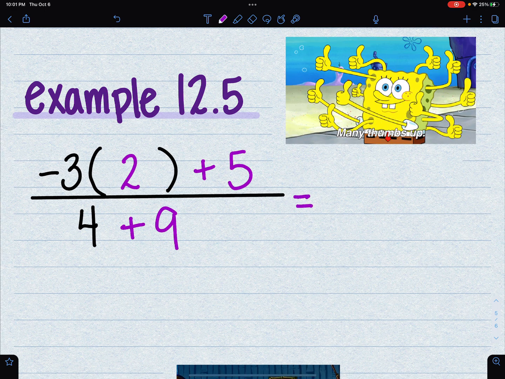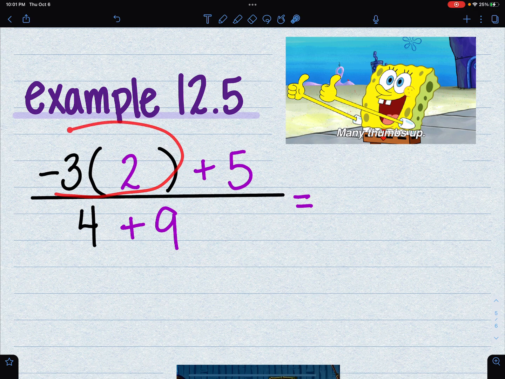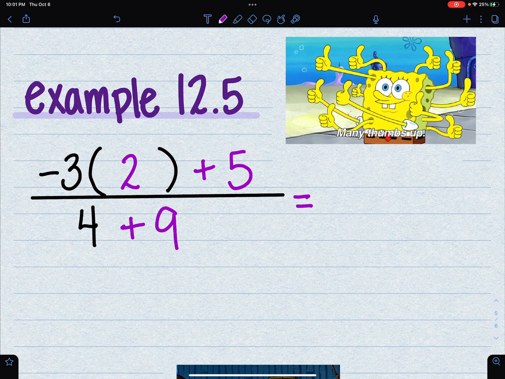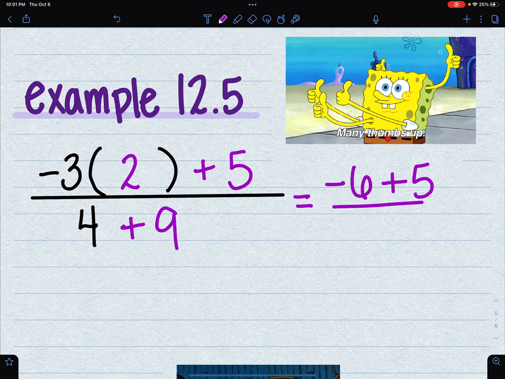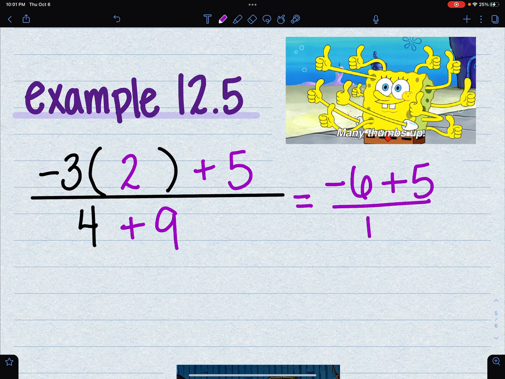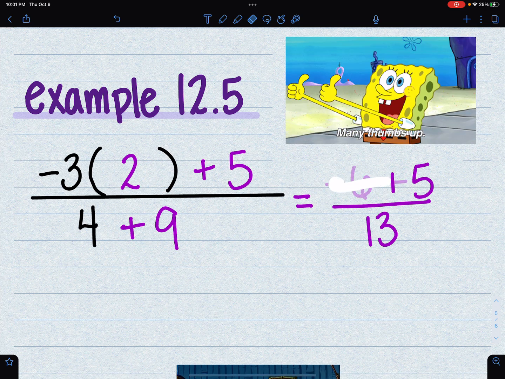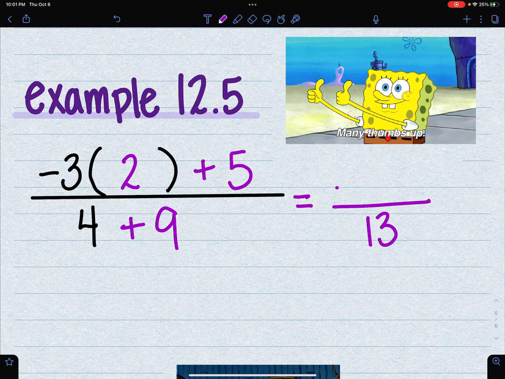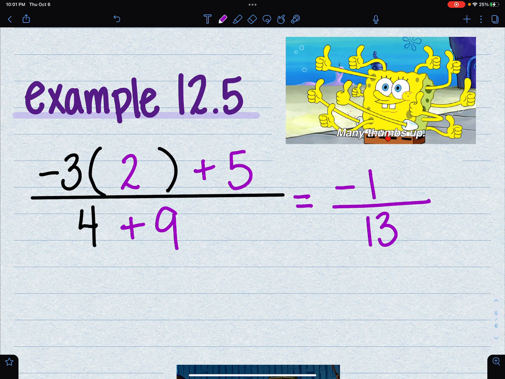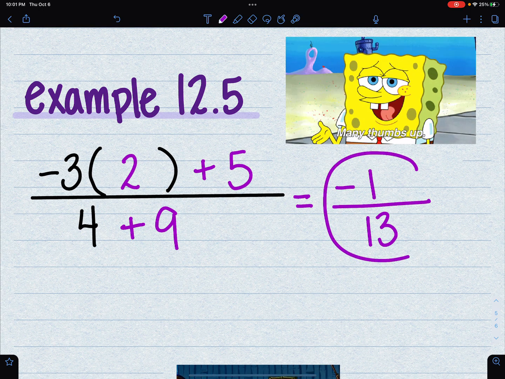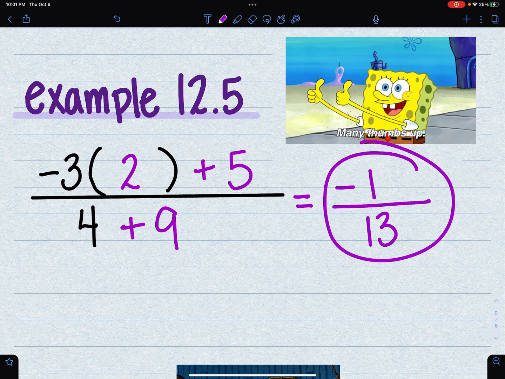Okay, now what do we have left on the top? We have to do this multiplication problem. So negative 3 times 2 is going to be negative 6. So negative 6 plus 5. And on the bottom, we have 9 plus 4, which is 13. So what is negative 6 plus 5? That's easy. We can simplify that to negative 1. And this is the answer. It's basically negative 1 over 13. So we're going to leave it in fraction form because that doesn't divide evenly.